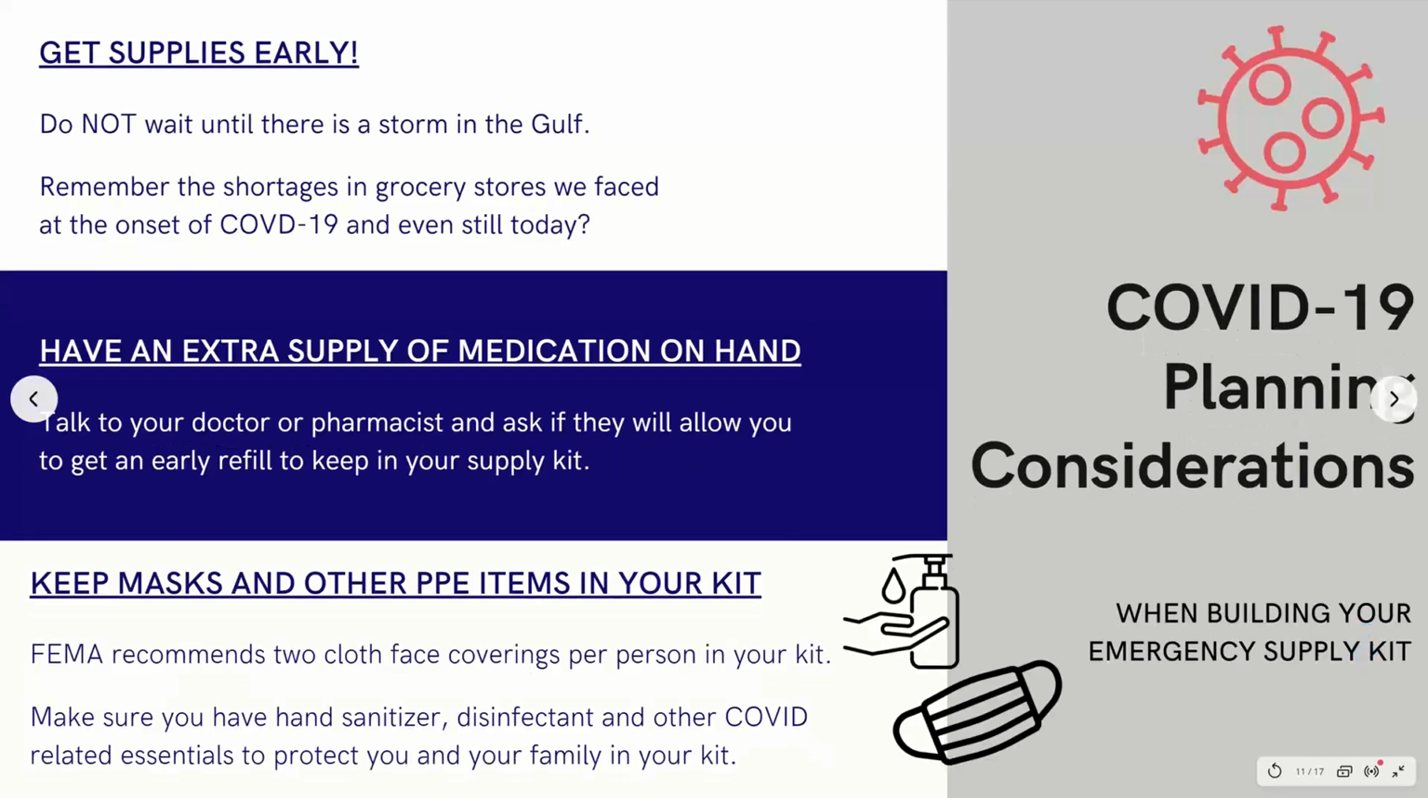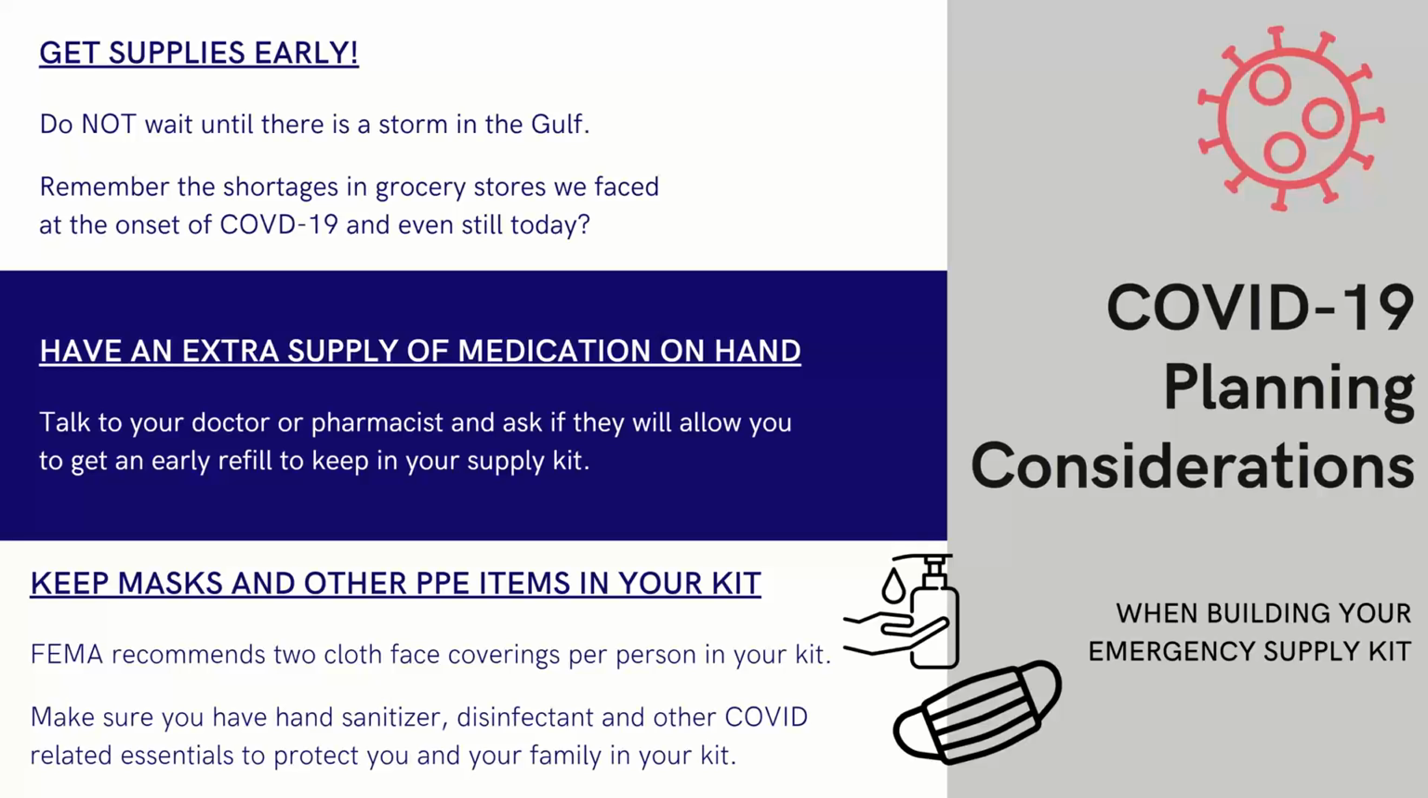So with COVID, we want to make some planning considerations for building your kit. Get your supplies early. Don't wait till there's a storm in the Gulf, because we see what happens to the grocery store shelves when we know that there's a storm coming our way. And we've also seen a mix of shortages because of COVID. So go ahead and get on top of that.